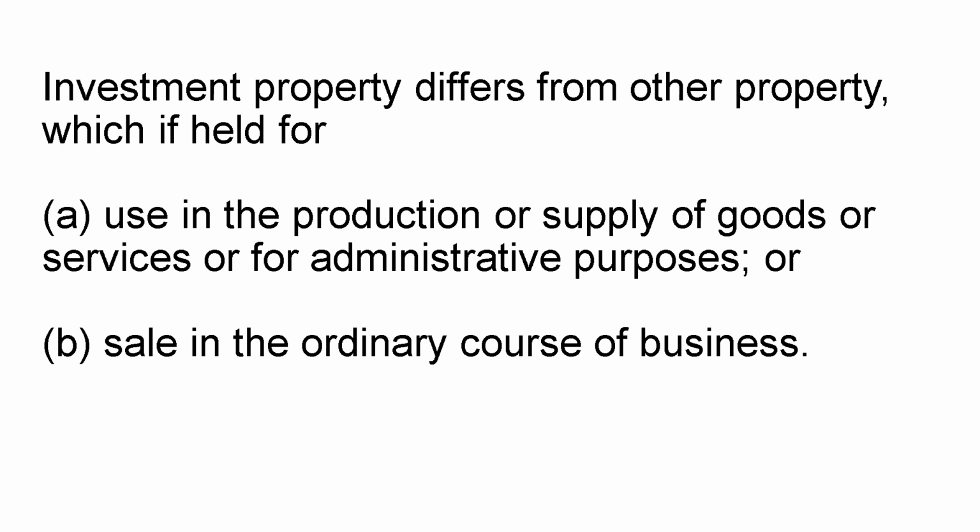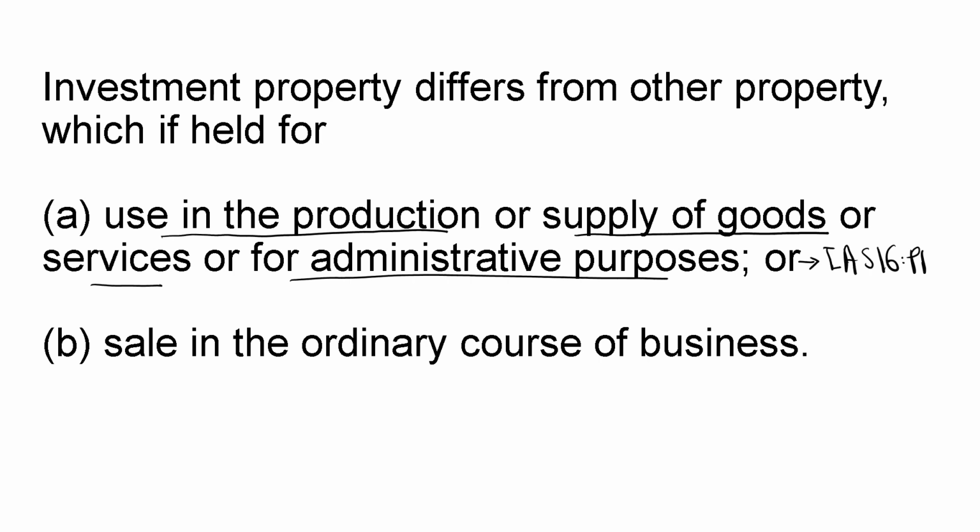Investment property does not include the property which is held for use in production or supply of goods or services or for administrative purposes. And this type of property is in fact covered in International Accounting Standard 16 under property, plant and equipment. Similarly, investment property also does not include the property which is held for sale in the ordinary course of business, and this type of property is covered in International Accounting Standard 2 under inventories.